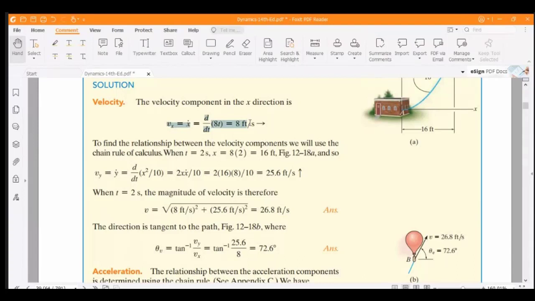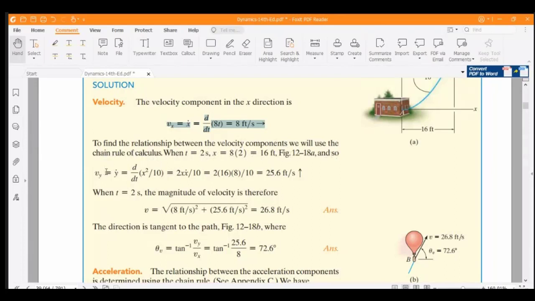Any question in this equation? Any question? No, sir. Dot means first derivative. To find the relationship between the velocity components, we will use the chain rule of calculus. When t equals 2 seconds, x equals 8 into 2, 16 feet.